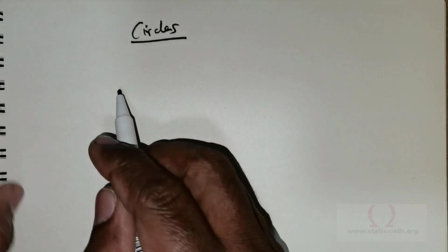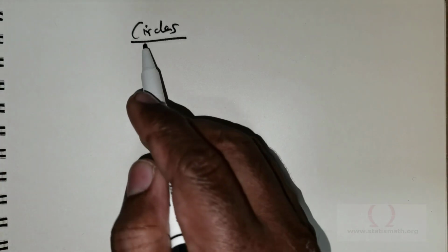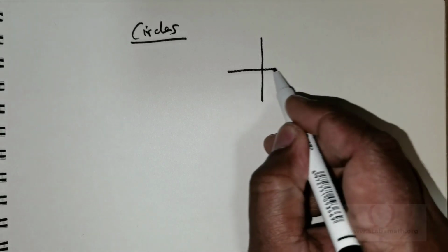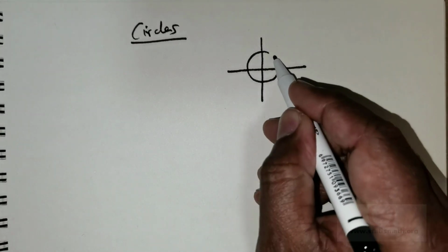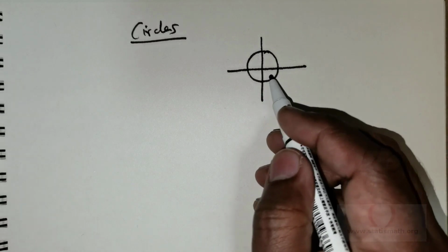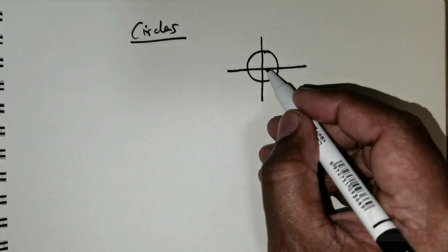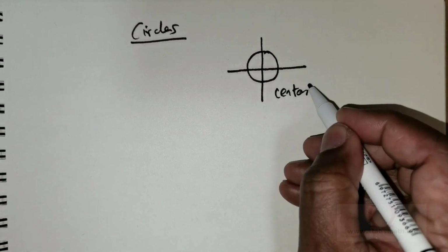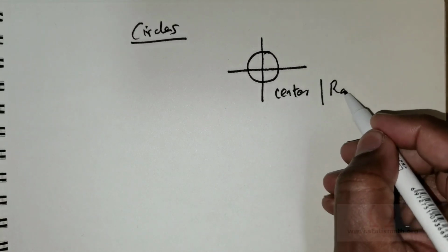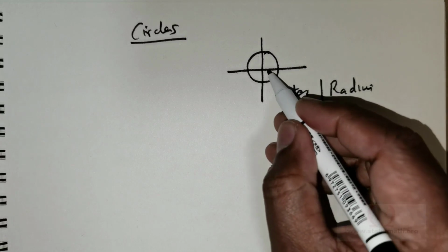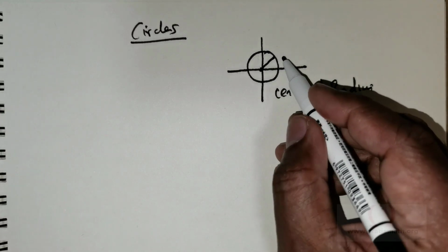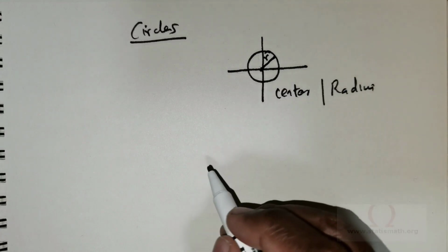Welcome back, students. In this class we will be studying about circles. Now imagine if you are given a circle of this form. There are two things you've got to observe here. One is the center, the other one is the radius. The distance from the center to the circle is called the radius.